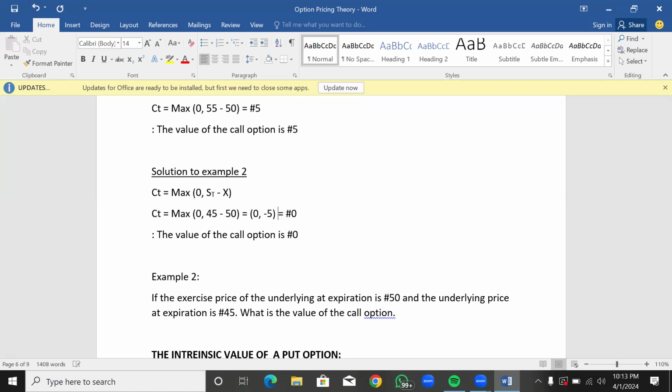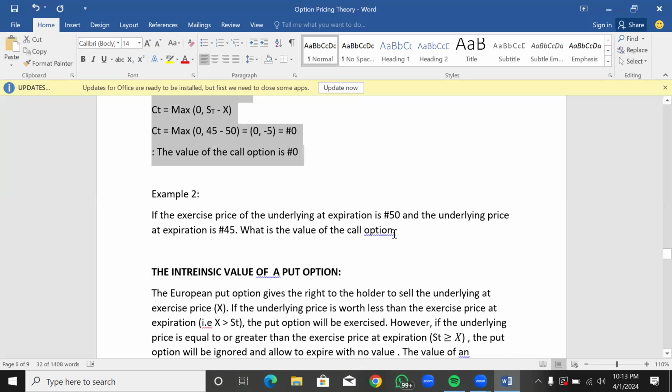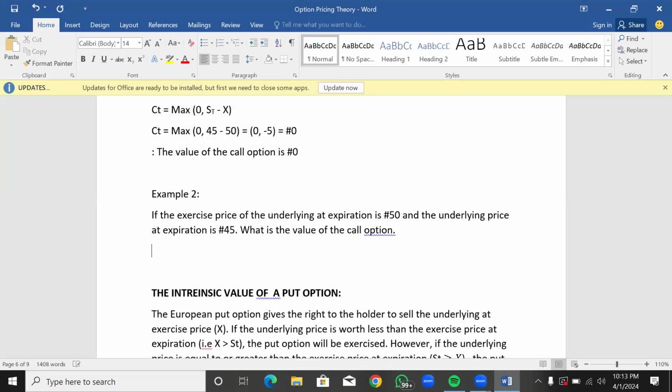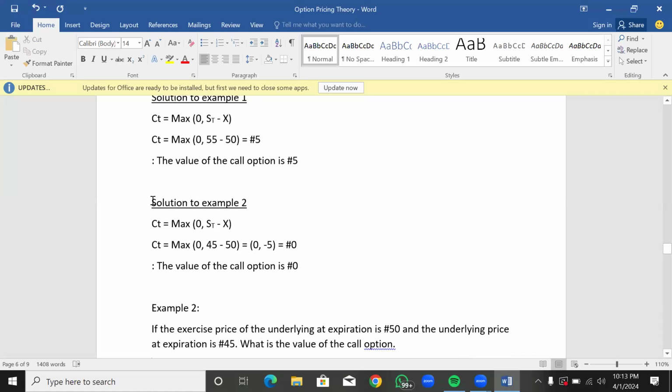We are done with options. Let's move on to another topic. That's all about options now. If you know this one, this is not the end. This one we are warming up.